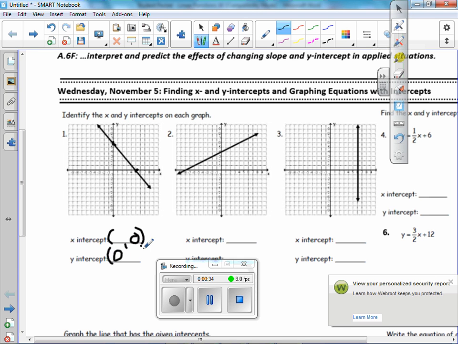So what you do here, you find out where the graph crosses the x-axis. If I counted, it crosses at 1, 2, 3, 4, looks like that's 5, okay? So you see x is 5, and it didn't go up or down. Y is 0. For the y-intercept, I counted 6. So the x didn't go left or right, but it went up 6.